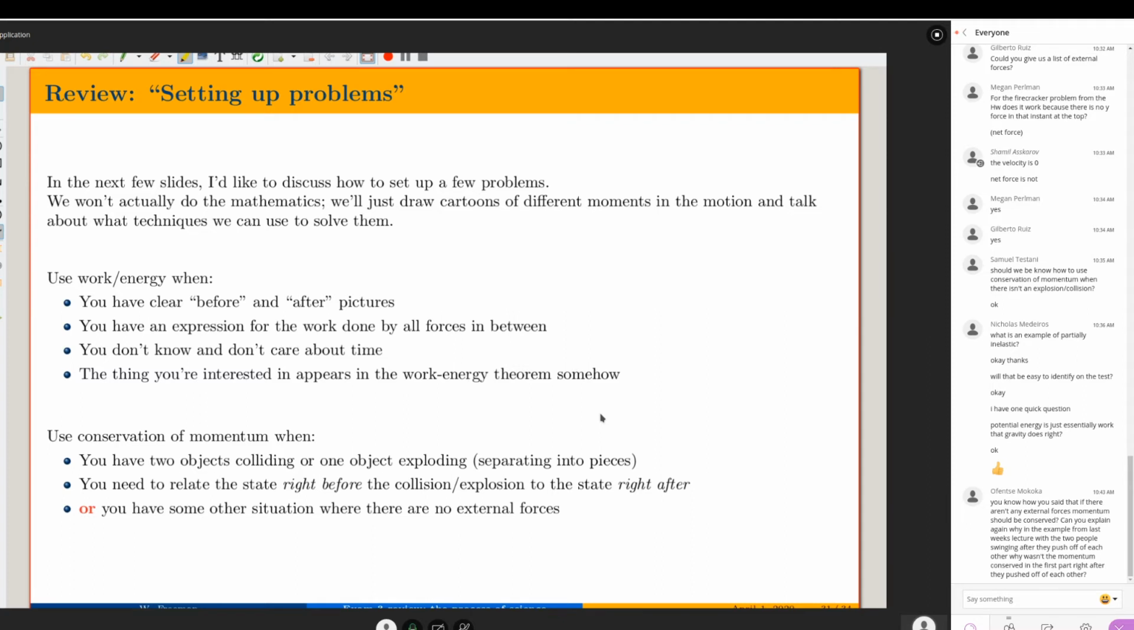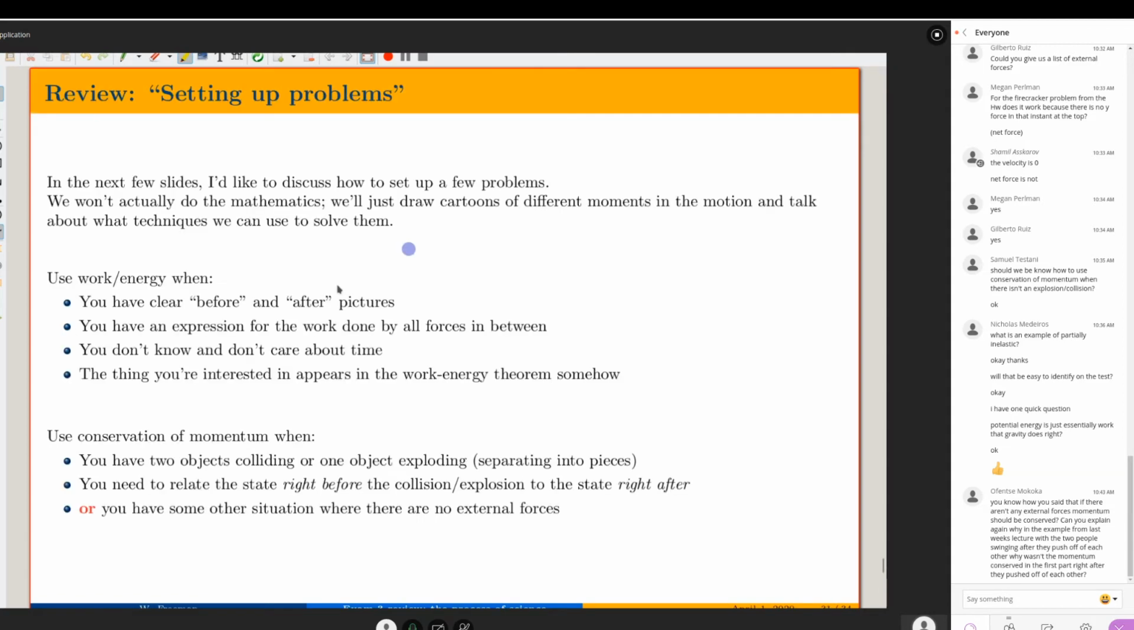Offense has a question. You know how you said that if there aren't any external forces, momentum could be conserved. Can you explain again why in the example from last week's lecture with the two people swinging after they push off each other, why wasn't the momentum conserved in the first part right after they pushed off each other? Yes. This is a really good example for us.